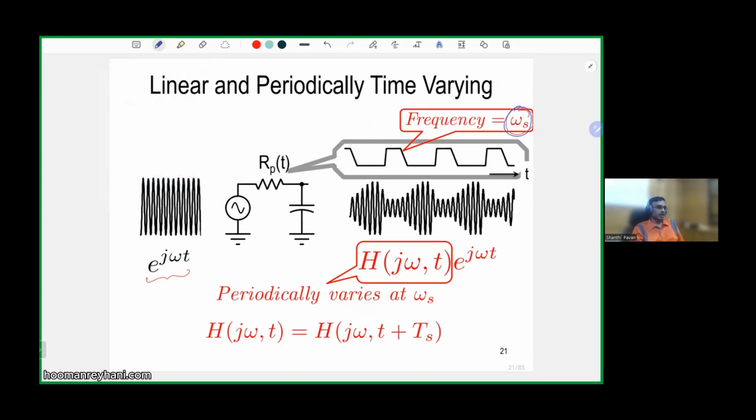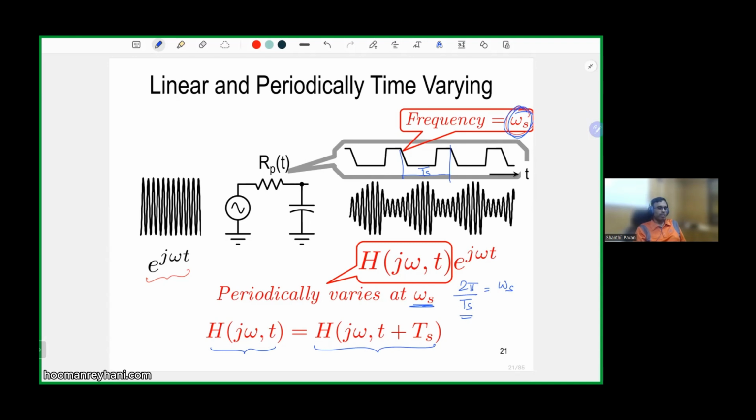Now, if the gain is varying periodically with this frequency, then 2 pi by Ts is omega s, where Ts is the time period with which the system is varying. So h of j omega comma t is the same as h of j omega comma t plus Ts.